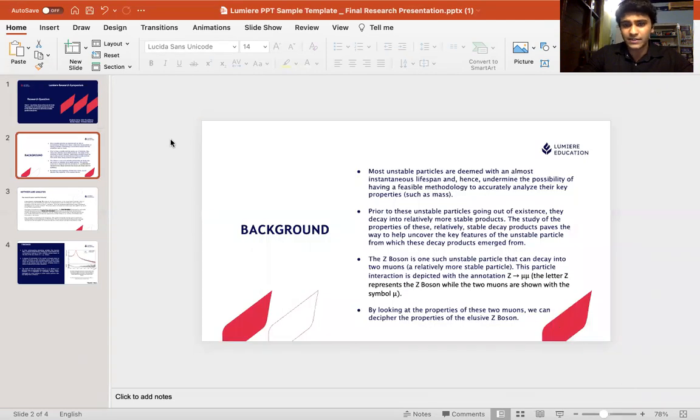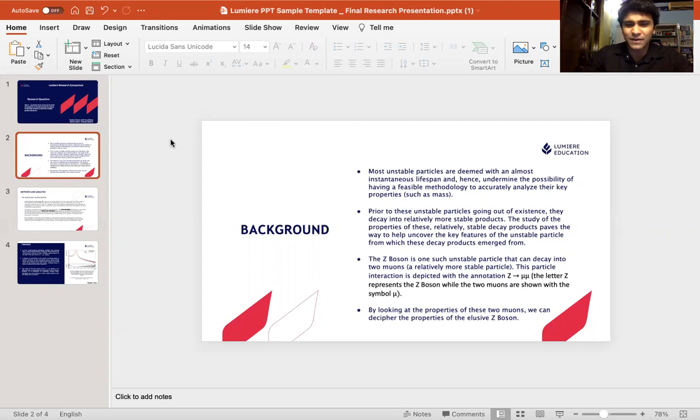For a bit of background pertaining to this topic, most unstable particles usually go out of existence almost the instant they come into existence. And this makes it quite difficult for us to understand and analyze their properties because they don't have enough time to reach the sensitive parts of particle detectors. However, prior to going out of existence, these unstable particles usually decay into relatively more stable products. And we can very comprehensively study the properties of these stable products. Therefore, by looking at the properties of these stable products, we can try and understand the properties of the unstable particle from which they decayed.